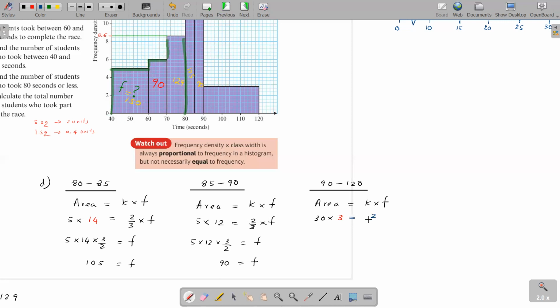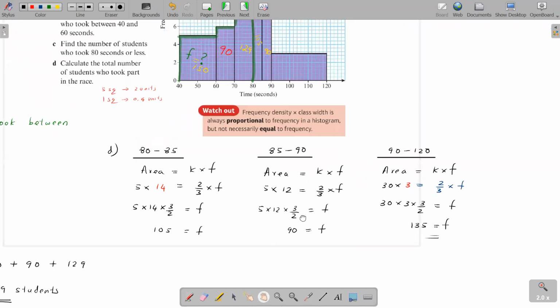Equals K is 2 over 3 into frequency. So 30 into 3 into 3 over 2 equals the frequency. How much is the frequency? 135. Okay, so time to go for the total number of students.